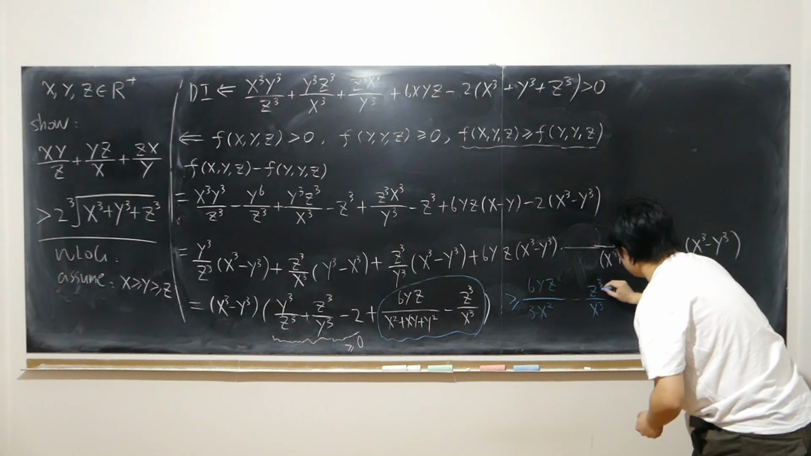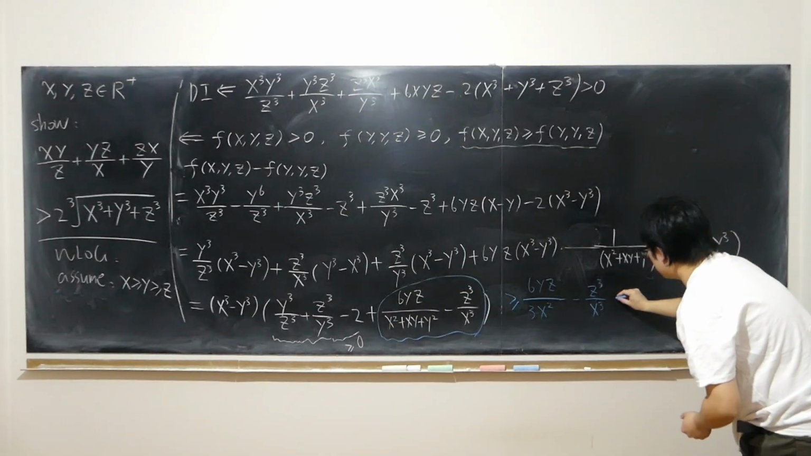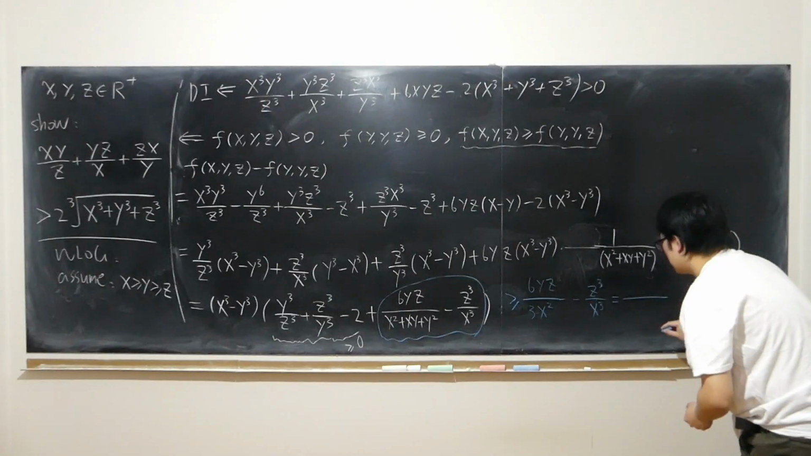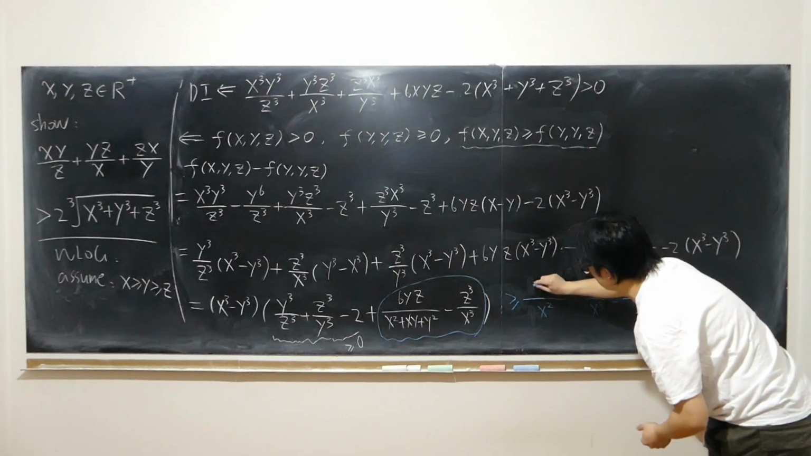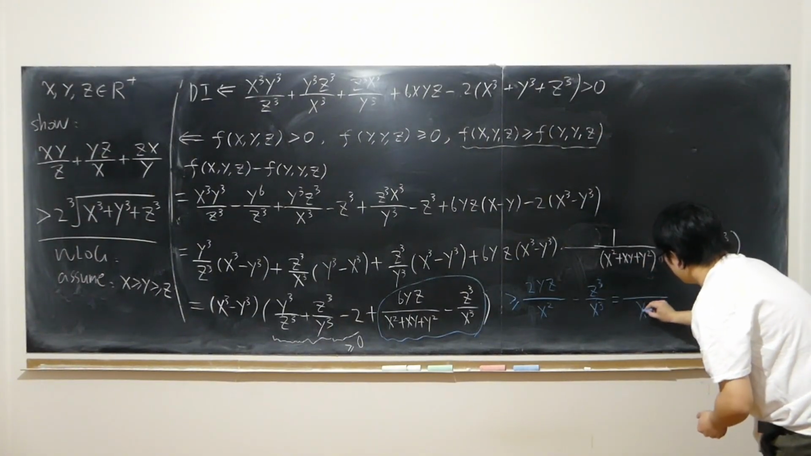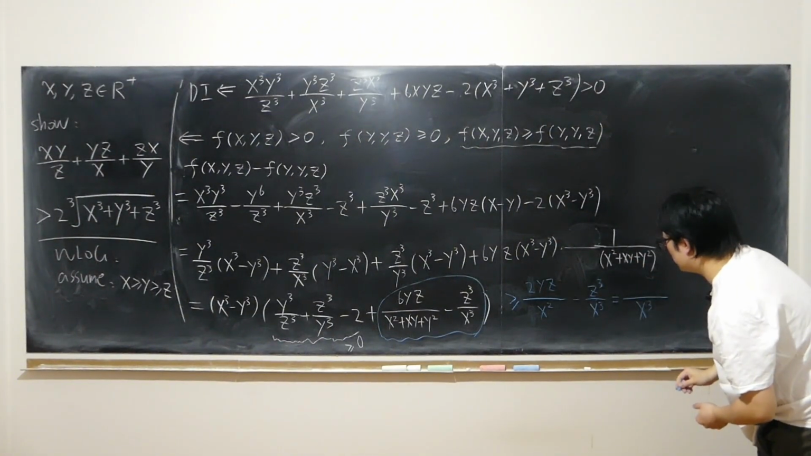Now, okay, here we find the common denominator. So 3 and 6 simplify down to 2. Here we have x cubed on the bottom. On the top, what do we have?